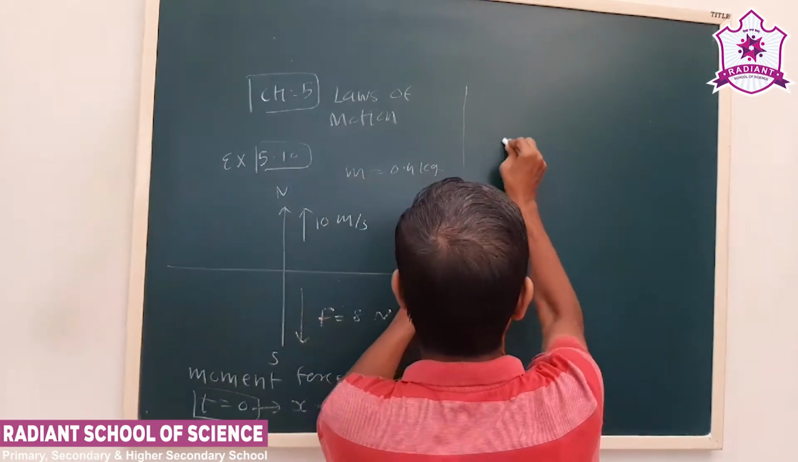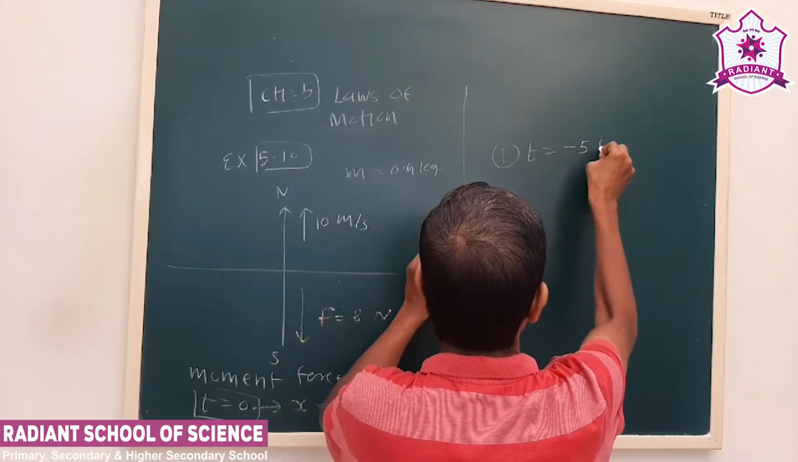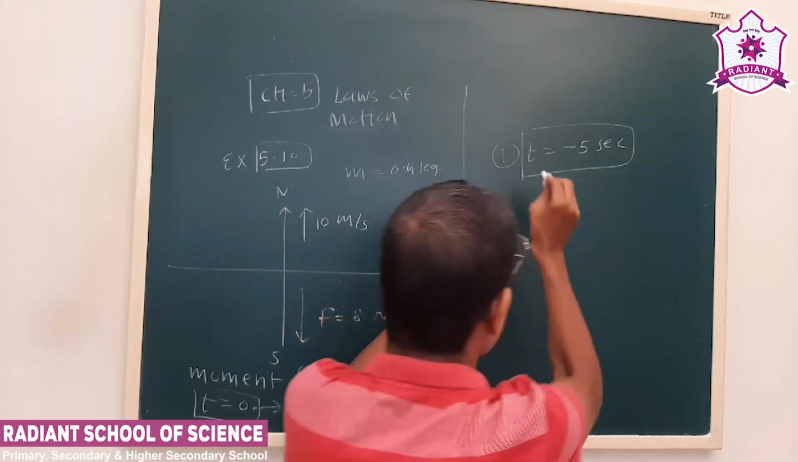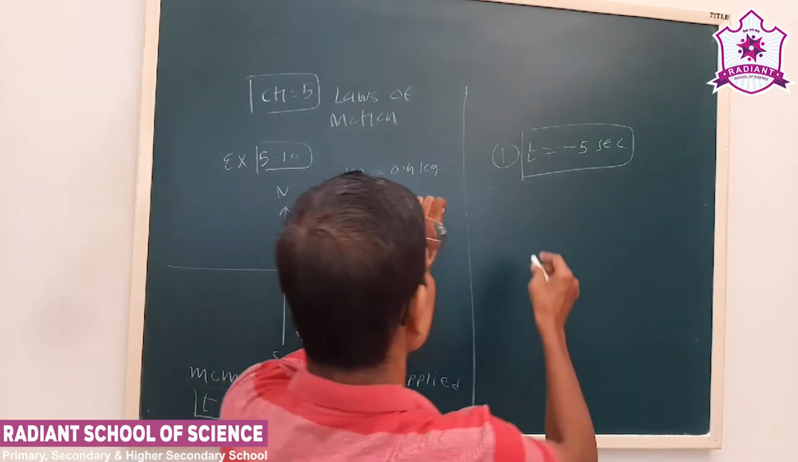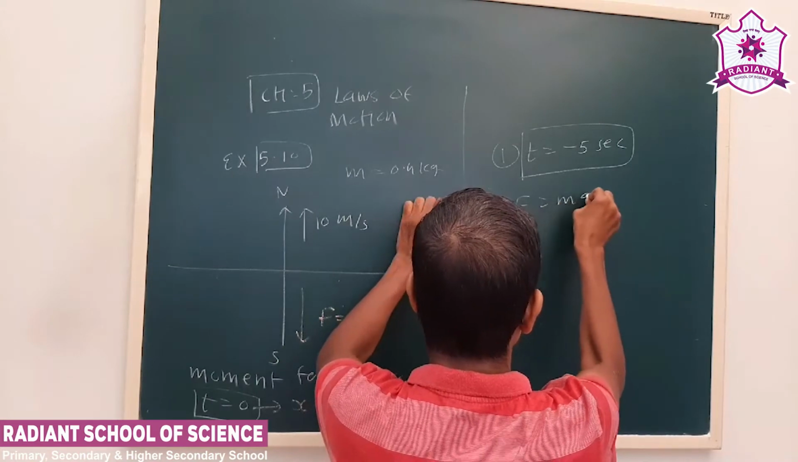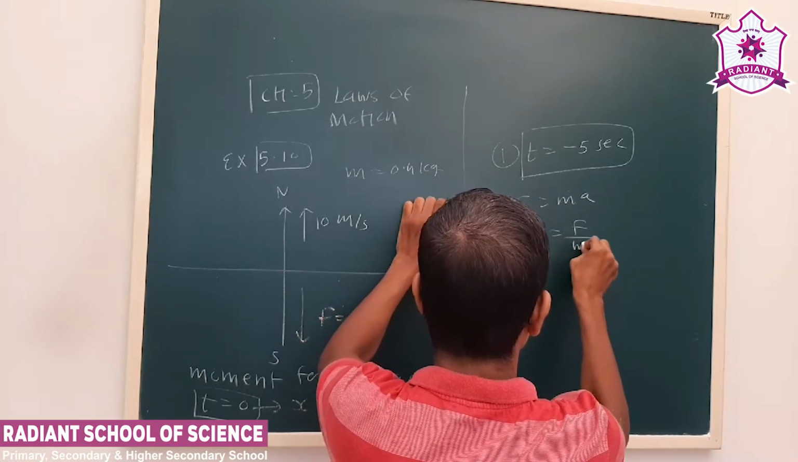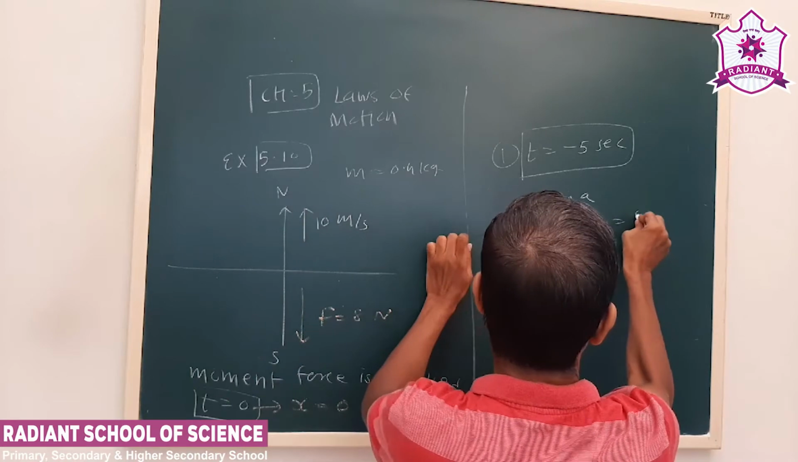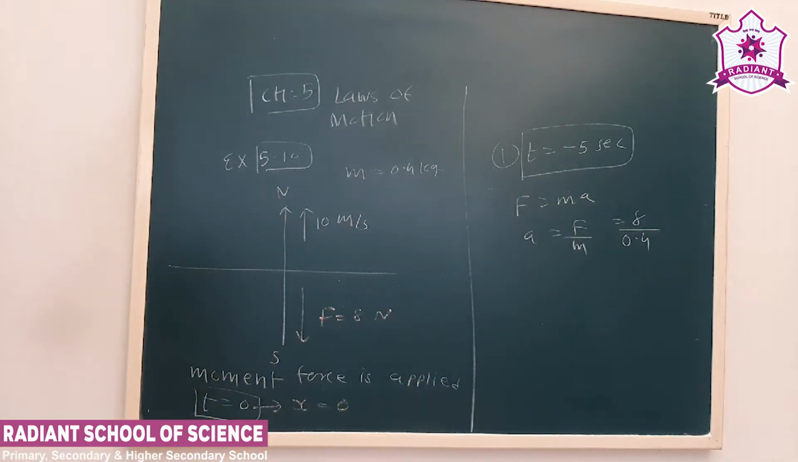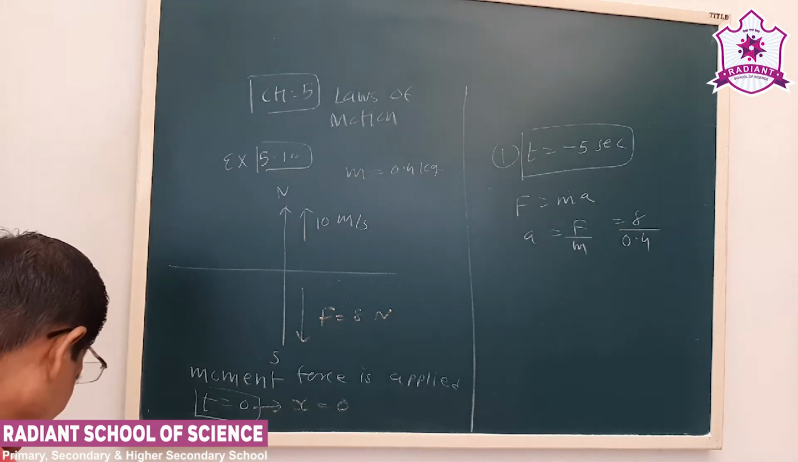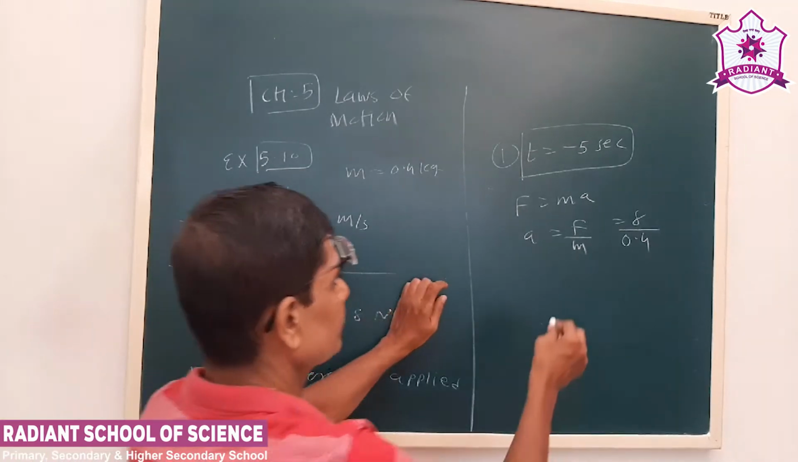Three things we have to find out. One is at t is equal to minus 5 seconds. One by one we will be solving this. Now see the retarding force: F is equal to ma, so a is equal to F upon m. F is 8, mass is 0.4, so acceleration is minus 20 meter per second square.